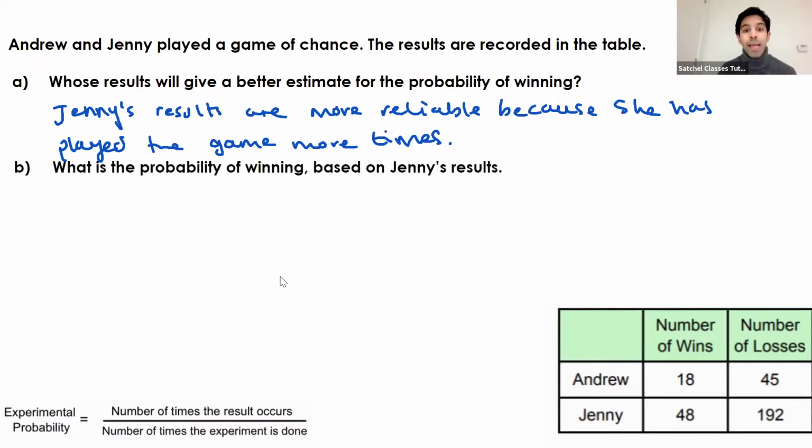What is the probability of winning based on Jenny's results? So let's work this out. Again, this is working out the experimental probability or the relative frequency. How many times has Jenny actually played this game? So she's played 48 plus 192. That's going to be 240 times. So we can say the probability of winning is equal to 48 over 240. Oops, sorry, I'm totally wrong, aren't I? That should be 240. My apologies. Seems like I can't add today.